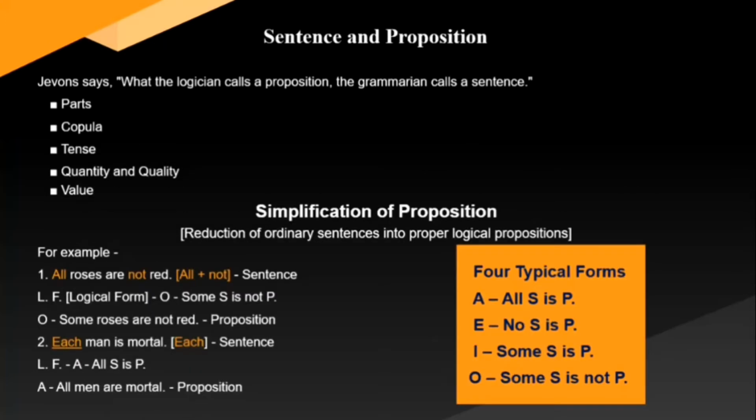Let us try to understand basic differences between an ordinary sentence and a logical proposition. Jevons says, what the logician calls a proposition, the grammarian calls a sentence. However, there are some important points of differences between a grammatical sentence and a logical proposition.